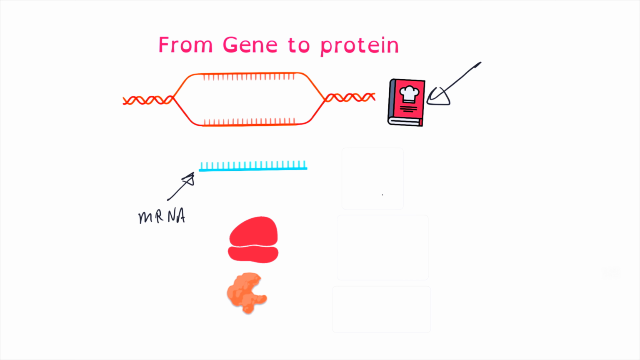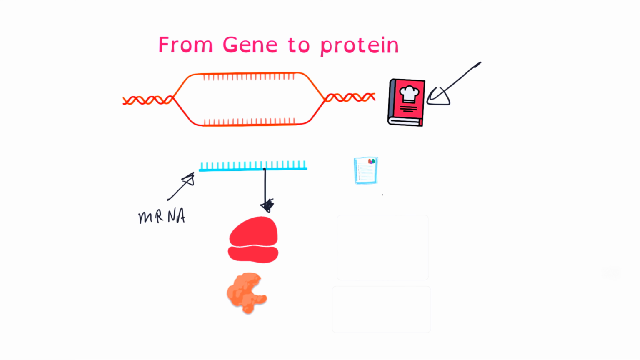So messenger RNA in this analogy represents one photocopy of the recipes in that large book of recipes we call the DNA. What we're going to do now is take that messenger RNA and cook that recipe.